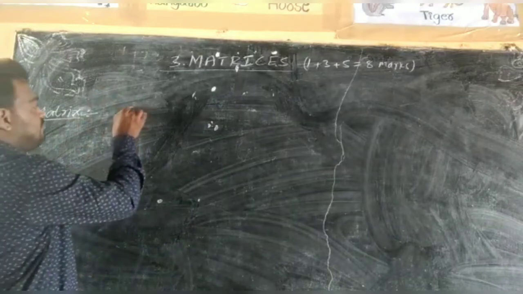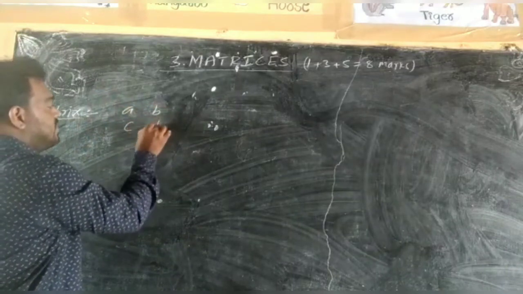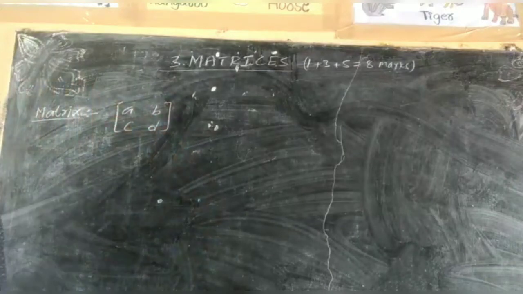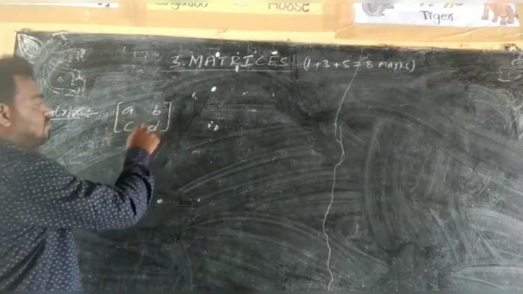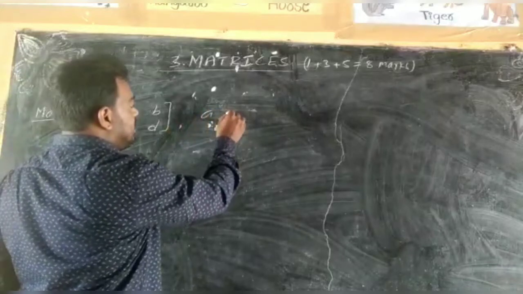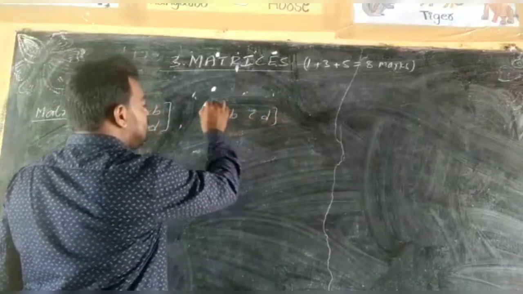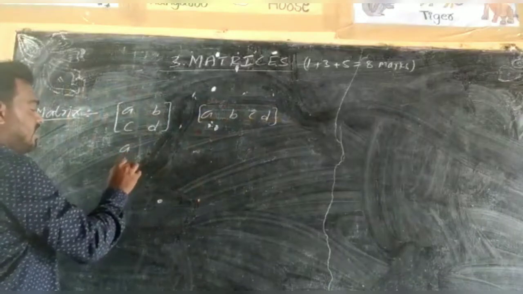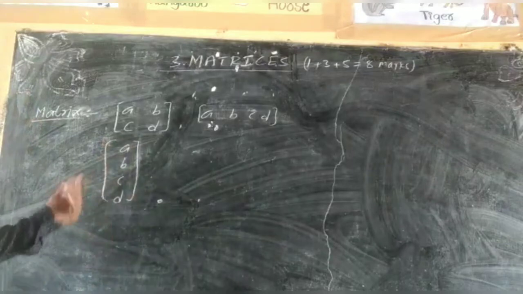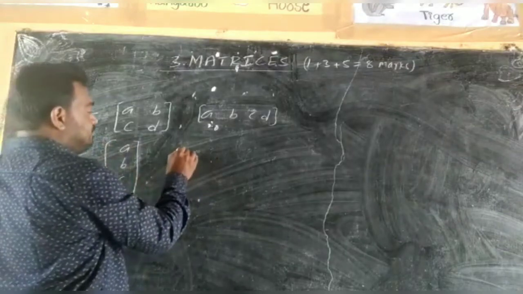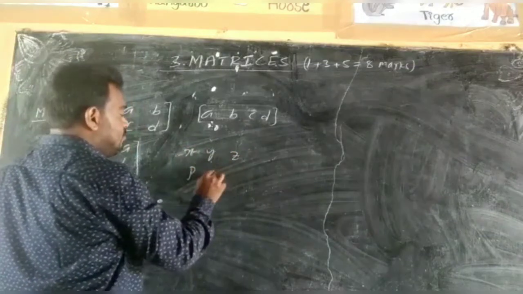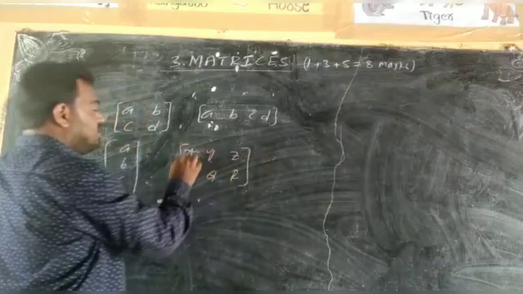For example, you see A, B, C, D, 4 elements. 4 alphabets, arranged in 2 rows and 2 columns. Otherwise, I can arrange them like A, B, C in a single row, or in a single column. This is called one of the matrix. Otherwise, we see X, Y, Z, P, Q, R. This is also one of the matrix.